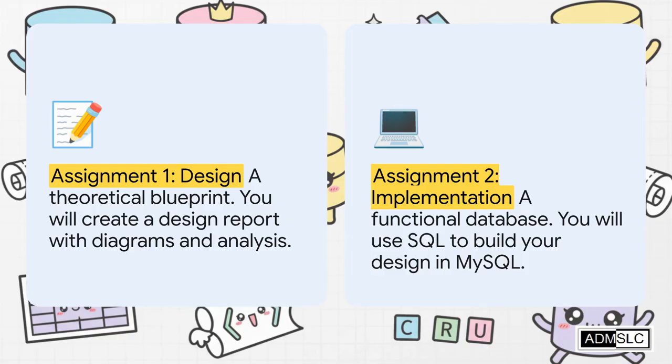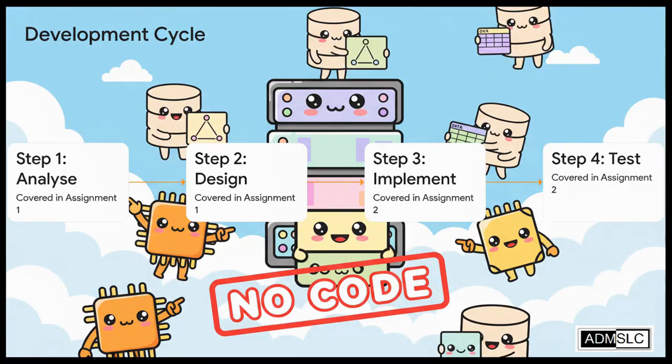Well, for Assignment 1, you're not writing any code. It's a design report. We're talking pure theory, analysis, and diagrams. But for Assignment 2, that's when things get real. You'll take that beautiful design and build a fully functional database using MySQL. And you know what? This whole process, analyze, design, implement, test, it's exactly how it's done out in the industry. So this isn't just academic stuff. Assignment 1 covers those first two absolutely crucial steps, analysis and design. Get this part right and everything that follows becomes so much easier.